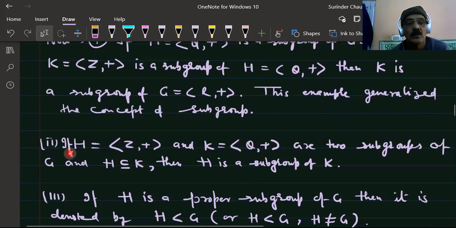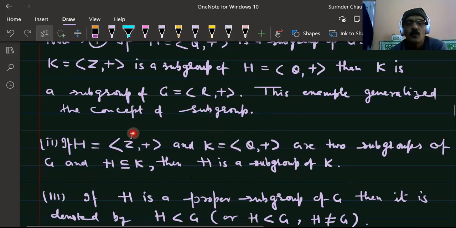And now another: if H, the set of integers over addition, and K, the set of rational numbers over addition, are two subgroups of a group G, and H is a subset of K, then H is also a subgroup of K. It is also a subgroup of K. So we use this concept while doing this.